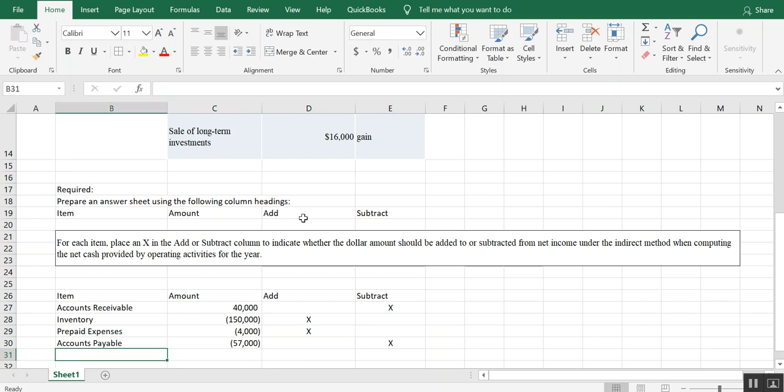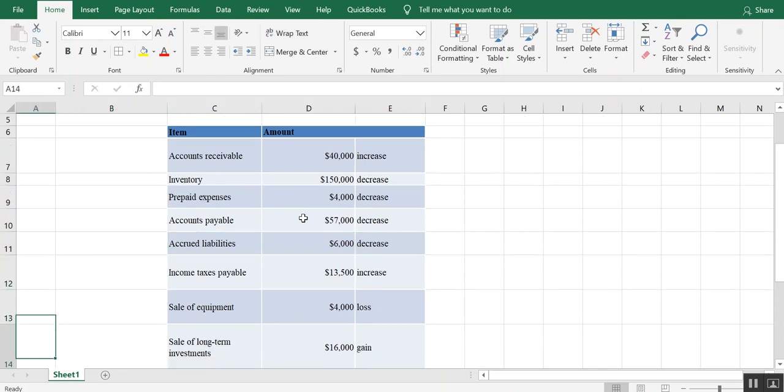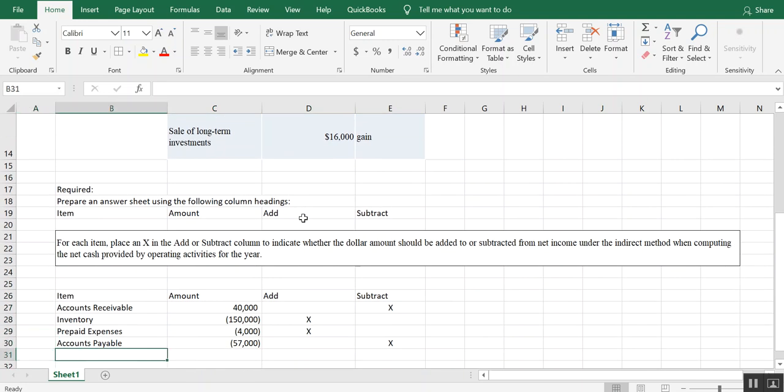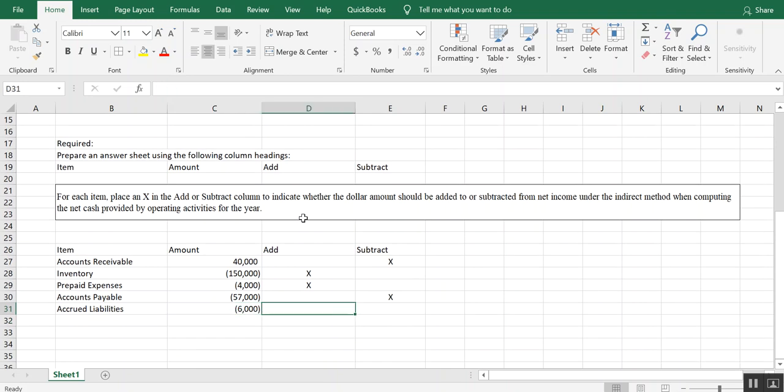For the item that says we have, where is it, accrued liabilities, we have a $6,000 decrease. And so accrued liabilities are things like accrued interest, things like that, or accrued taxes. So we have accrued liabilities that decrease by $6,000. And we're going to identify that as a subtraction as well, because what this means is if the liabilities are dropping, it means we're using cash to pay for those.